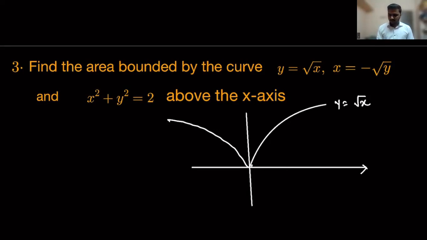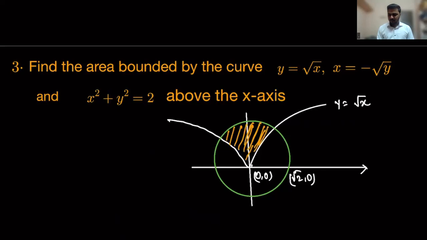Next, I have to draw the graph of x square plus y square equal to 2. Obviously, it will give you a circle having center 0, 0 and radius root 2. So in this question, they are asking to find the area bounded by the curve y is equal to root x, x is equal to minus root y, and x square plus y square is equal to 2 above the x-axis. That means this shaded region they are asking.